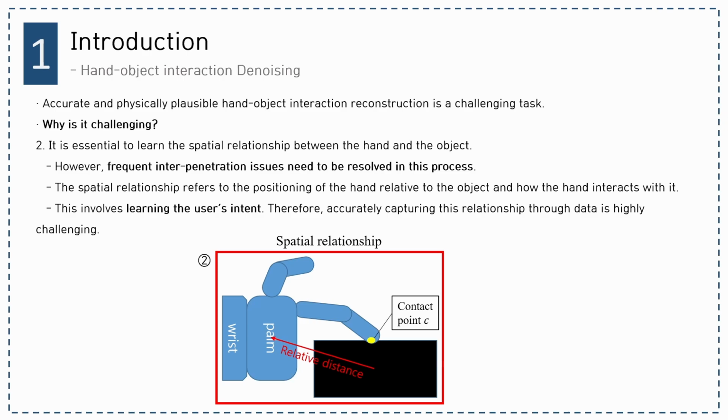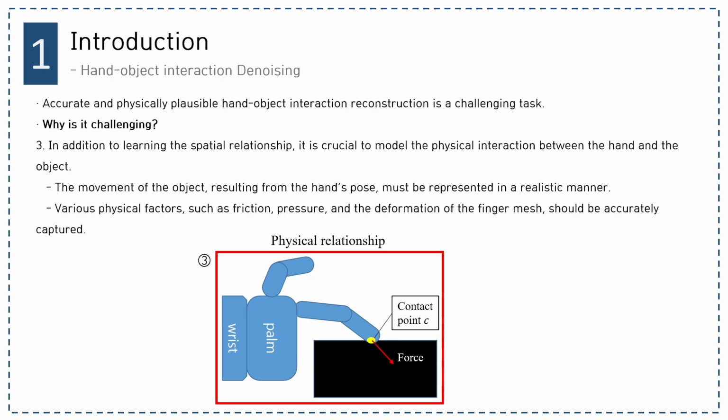Secondly, we need to learn the spatial relationship between the hand and the object. The spatial relationship refers to the relative position, angle, and distance between the hand and the object, essentially representing how and where the hand interacts with the object. Ultimately, this is akin to capturing the user's intent, making it a difficult task to represent and learn this interaction from data.